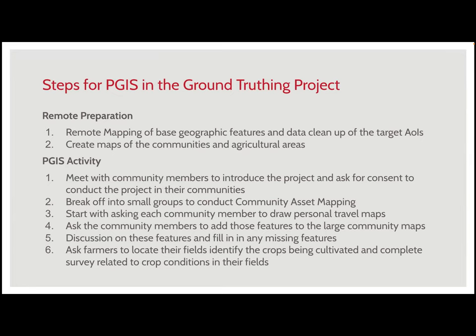And then hopefully we'll have farmers in the room, and we'd like to get extra data and information from the farmers about their fields and about the crops that they are growing this year. So this is where we take different maps out that are focused on the agricultural areas of the community. And we ask farmers to locate their fields, to draw the field boundaries, and tell us what type of crops are growing there.